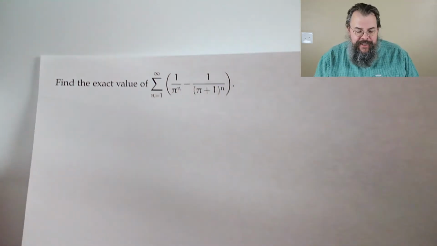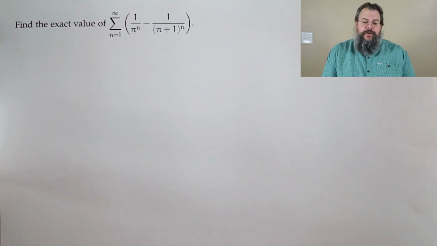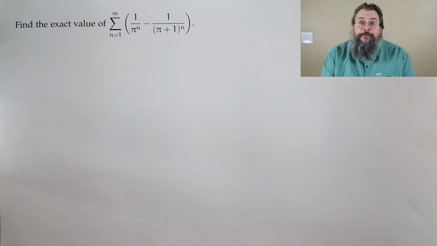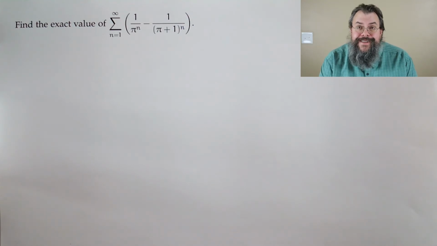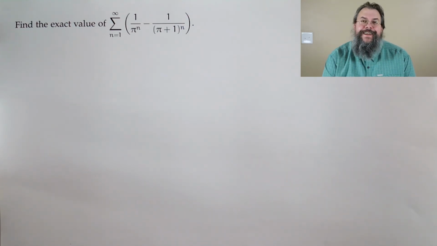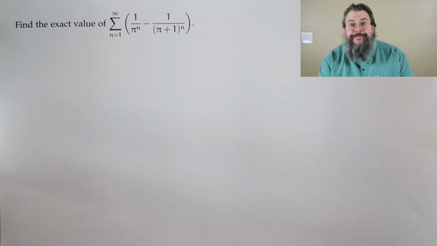Let's do a nice cool down problem to finish up. Okay. Find the exact value of the following sum. Sum from 1 to infinity of 1 over pi to the n minus 1 over pi plus 1 to the power n. Now, question. Is this telescoping? And why not?